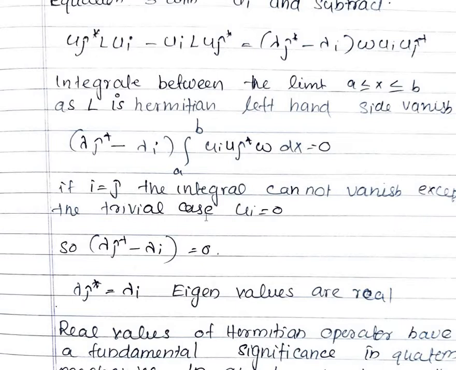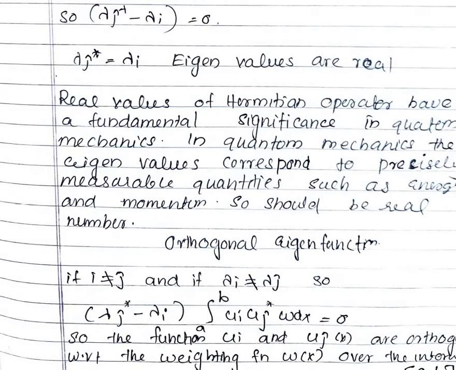If i is equal to j, the integral cannot vanish except in the trivial case where ui is equal to 0. So in order to satisfy this, the term lambda j star minus lambda j should be equal to 0. That means lambda j star is equal to lambda i, that is, the eigenvalues are real. This is satisfied only if the eigenvalue is real. Hence we prove that the eigenvalues of a Hermitian operator are real.